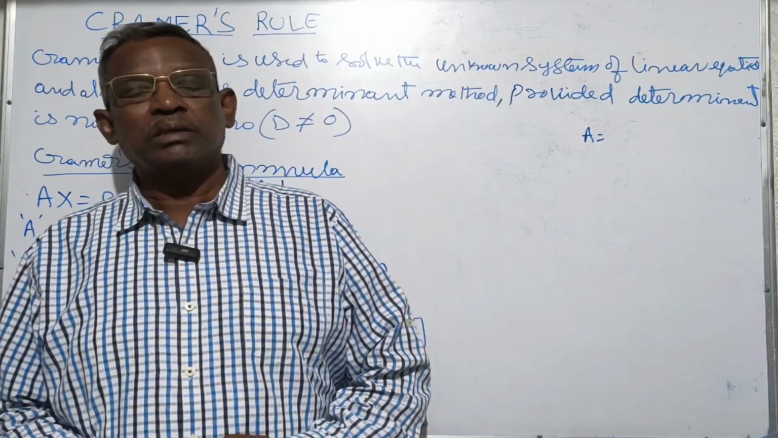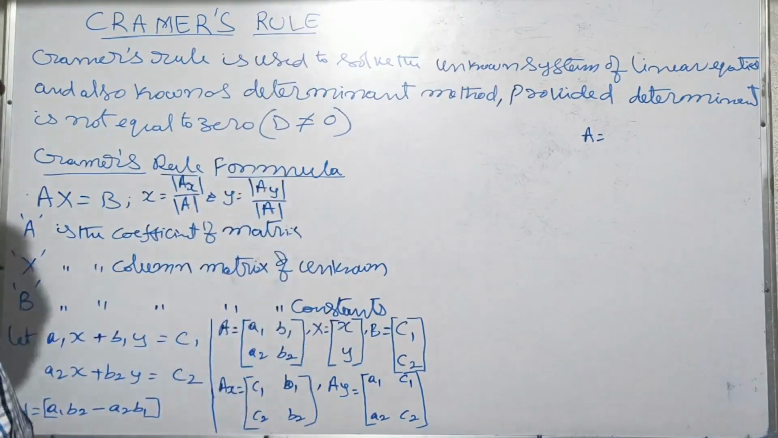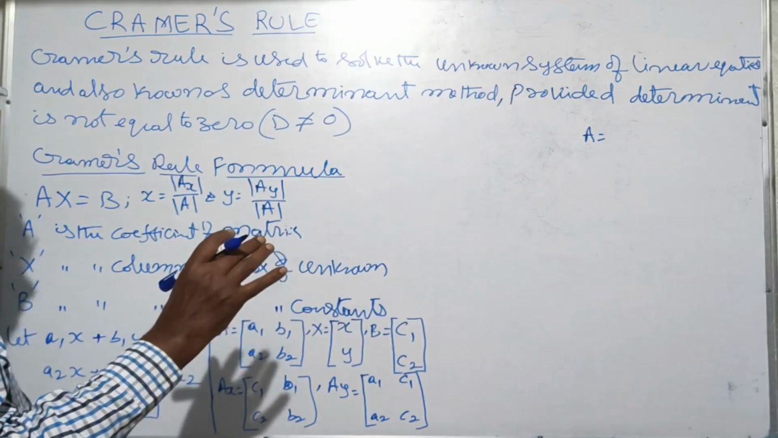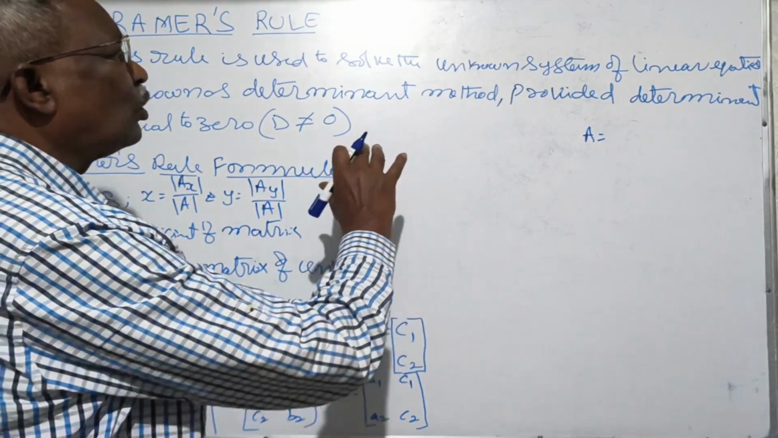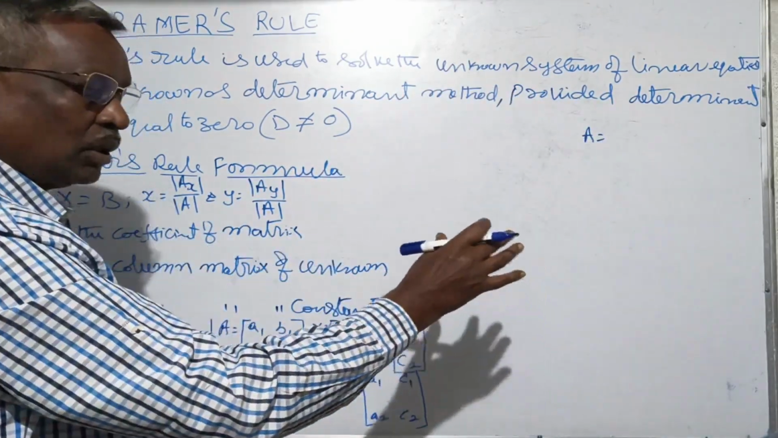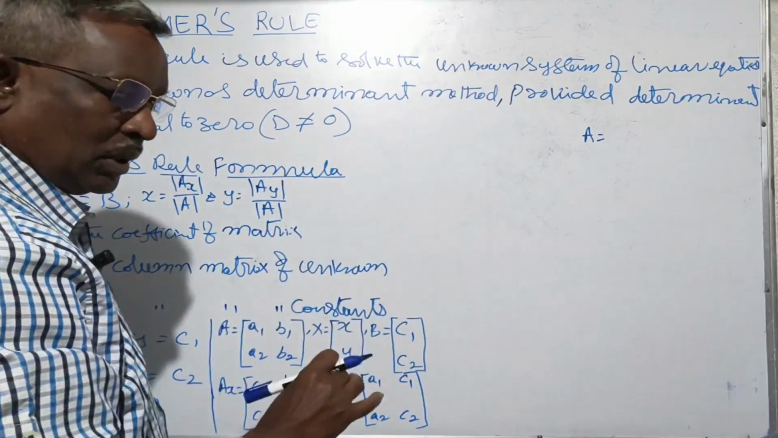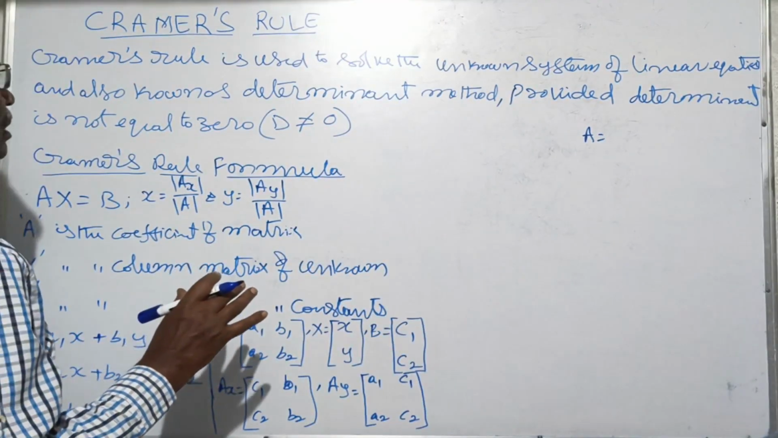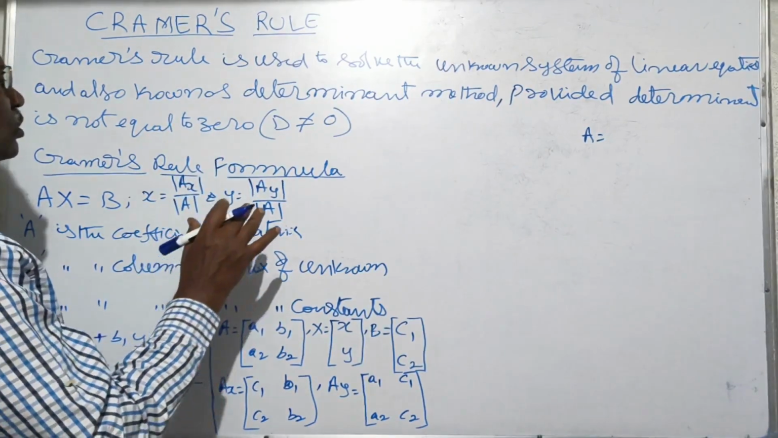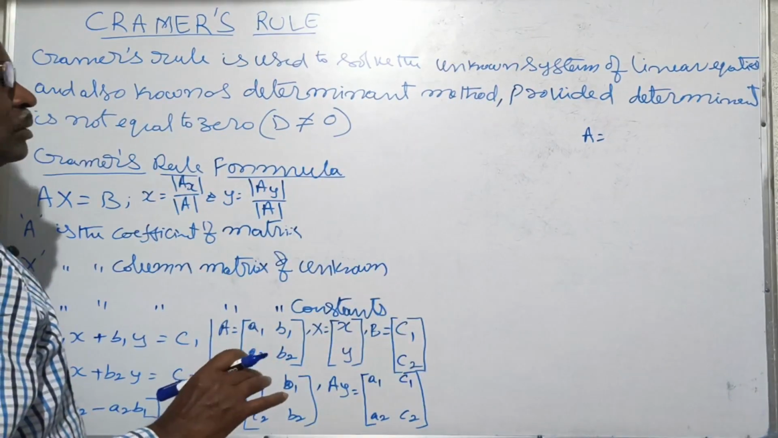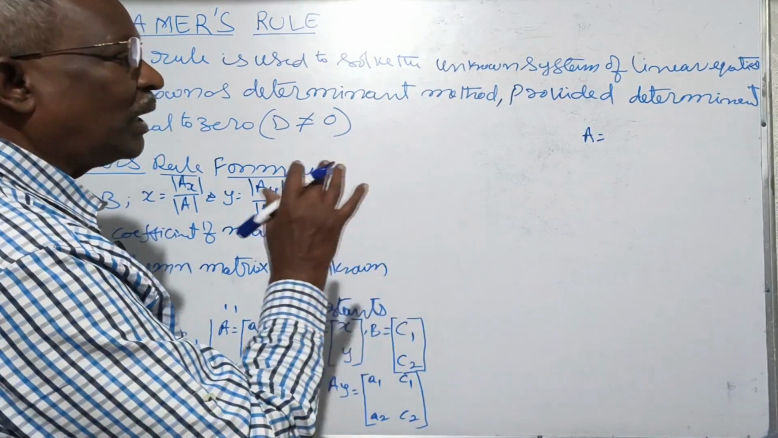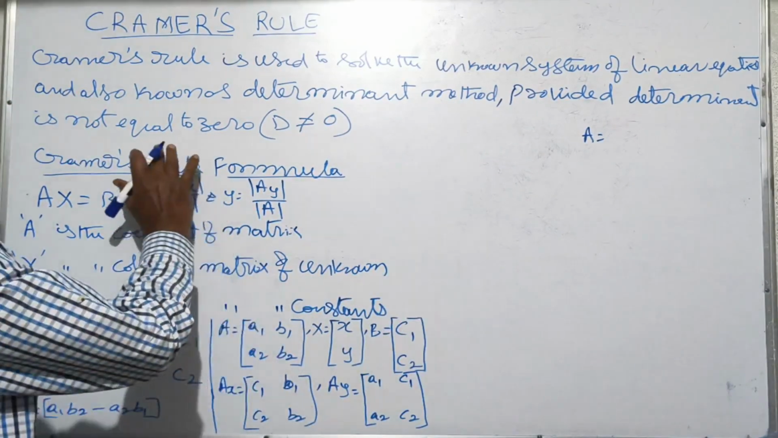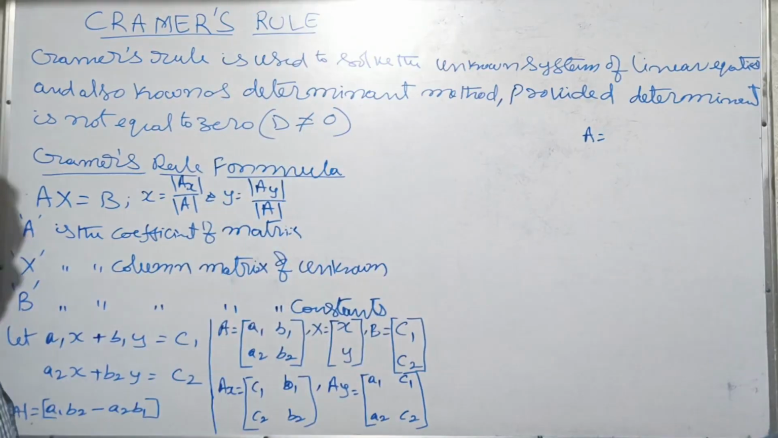Today our topic is Cramer's rule. Cramer's rule is used to solve a system of linear equations in unknowns by bringing it to the form of a matrix. That's why Cramer's rule is known as the determinant method, provided that the determinant of the matrix is not equal to 0.